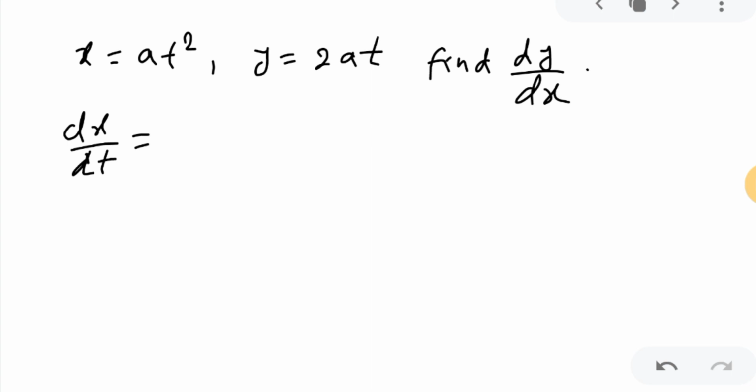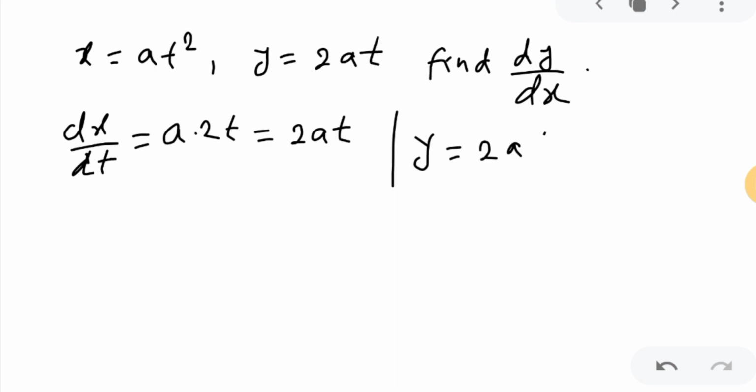First I will find the derivative of x with respect to t. So a is constant, and the derivative of t square will be 2t, correct? So dx upon dt you will get as 2at. Now y is given as 2at, so I will find dy upon dt. So dy upon dt will be 2a, since 2a is constant and the derivative of t with respect to t will be 1 only, so 2a.